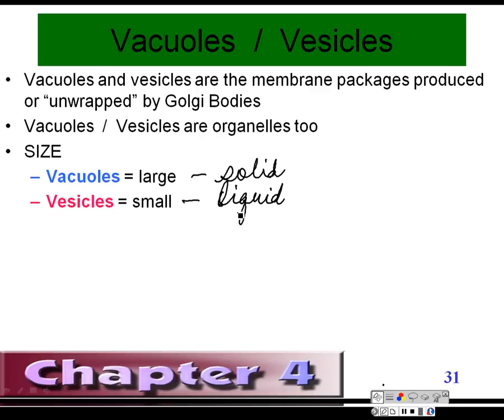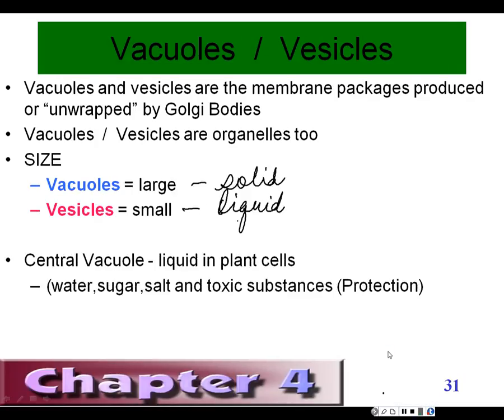Yes? In the plant cell, isn't the vacuole? Correct. The large central vacuole of plant cells. We know that the large central vacuole of plant cells is liquid. Okay? So maybe it got rid of my pen. There we go. All right. So inside the large central vacuole, we're going to have like water.